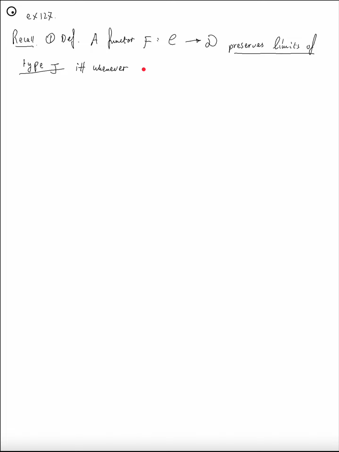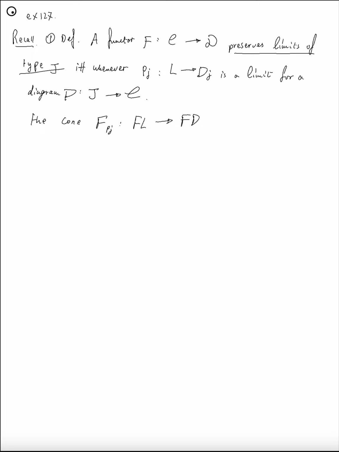whenever we have a limit or universal cone for a diagram from category J to C, the corresponding cone after applying the functor F, let's call it F of the cone, applying F, is a limit for the diagram after applying functor F.